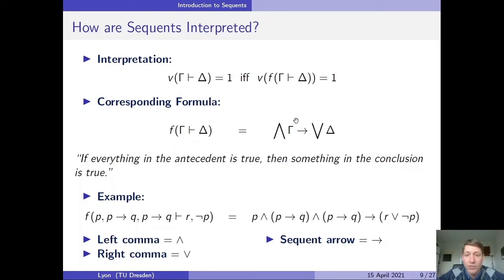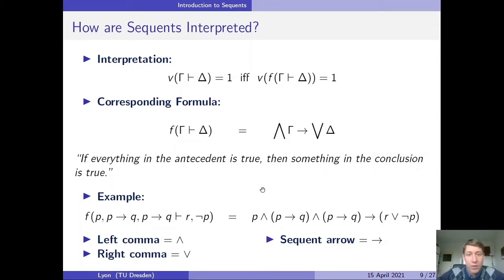So if we look at the corresponding formula, that's essentially what it's telling us, is that a sequent is true when everything in the antecedent implies at least one thing in the consequent. Here's an example of transforming a sequent to its corresponding formula. It's obtained by transforming the commas on the left into conjunctions, by transforming the sequent arrow into an implication, and transforming the comma on the right into a disjunction. So we interpret the comma on the left conjunctively and the comma on the right disjunctively.